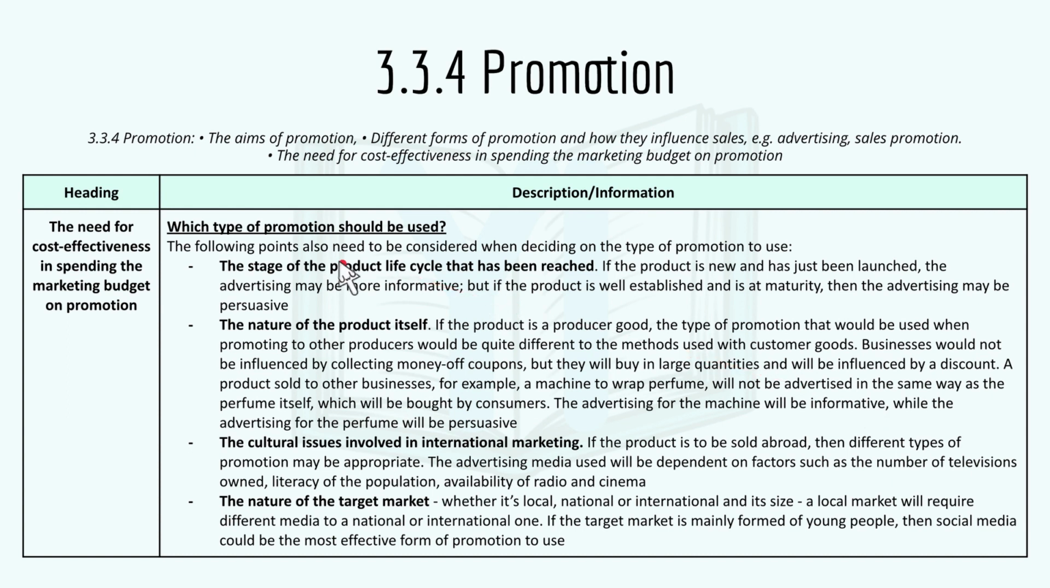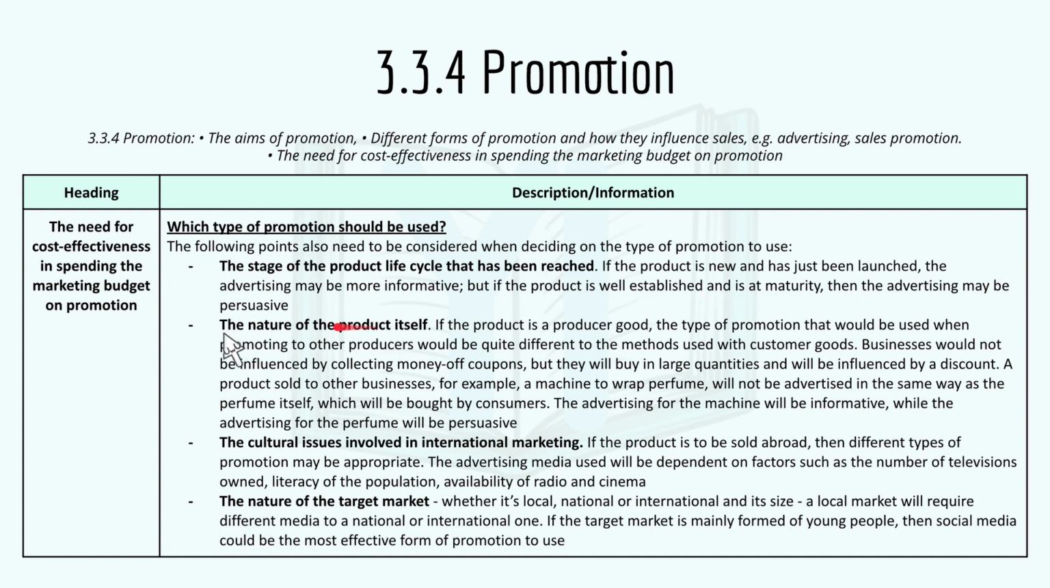Then we have which type of promotion should be used. And the following points also need to be considered when deciding on the type of promotion to use. Number 1, the stage of the product life cycle that has been reached. If the product is new and has just been launched, the advertising may be more informative. But if the product is well established and is at its maturity point, then the advertising may be persuasive.